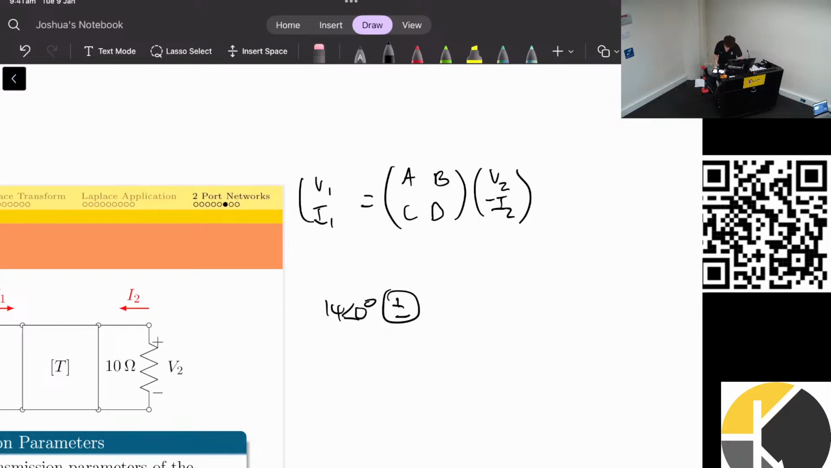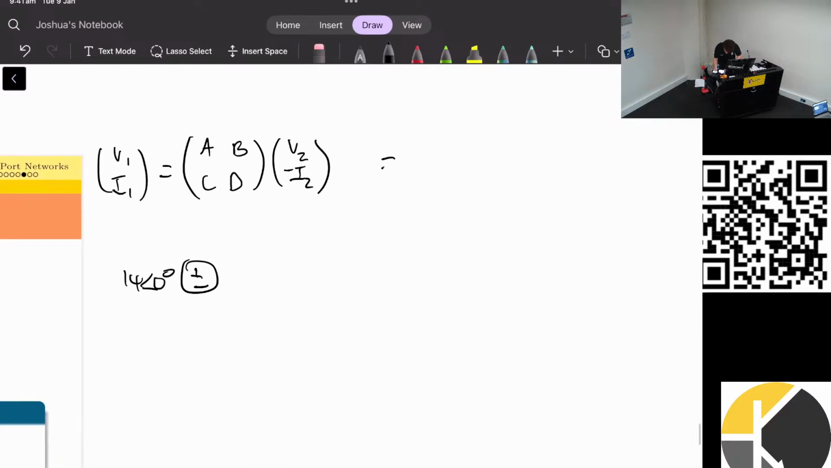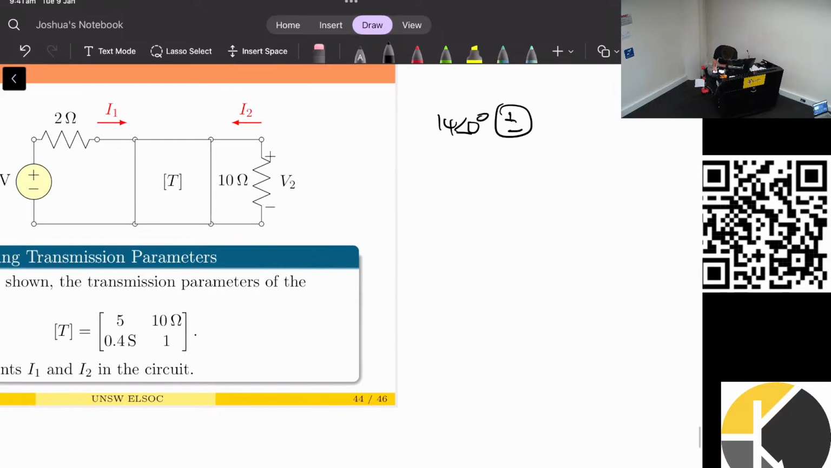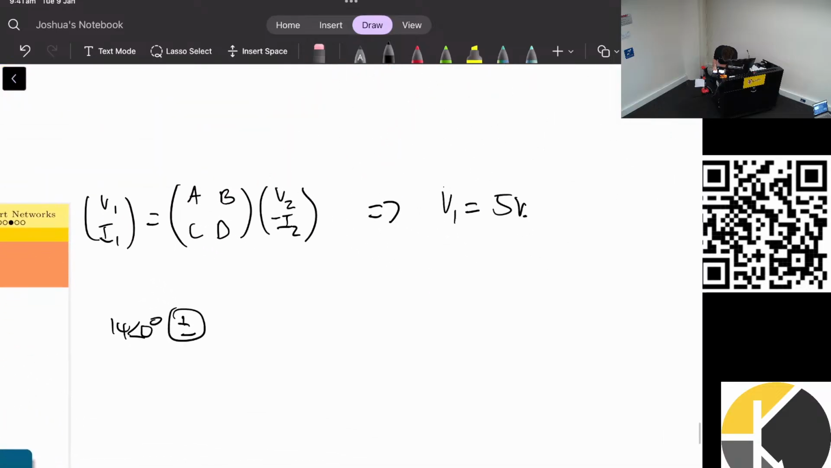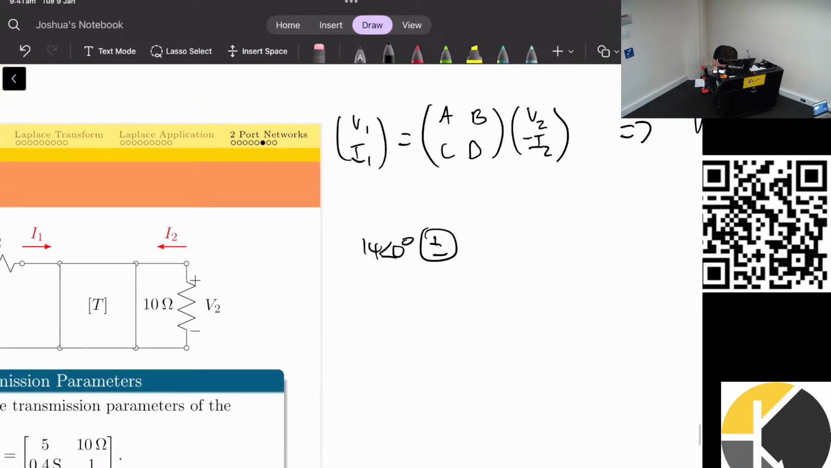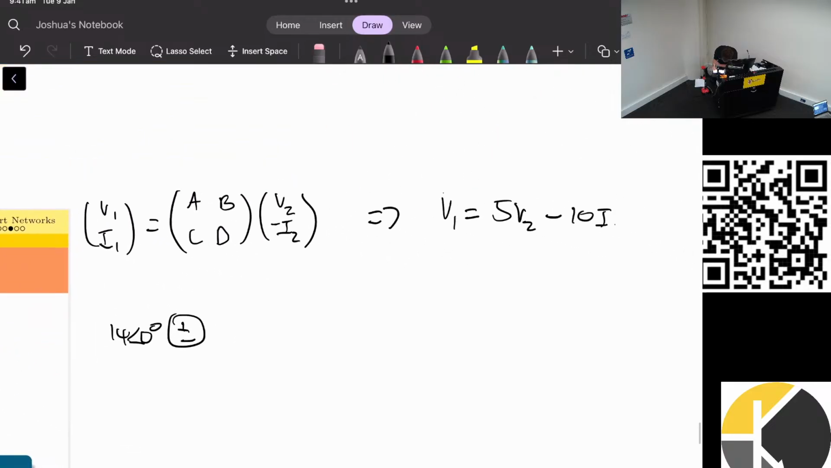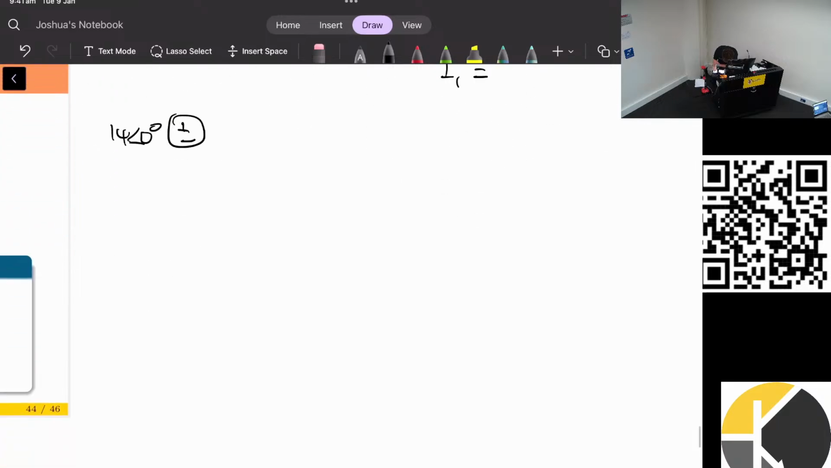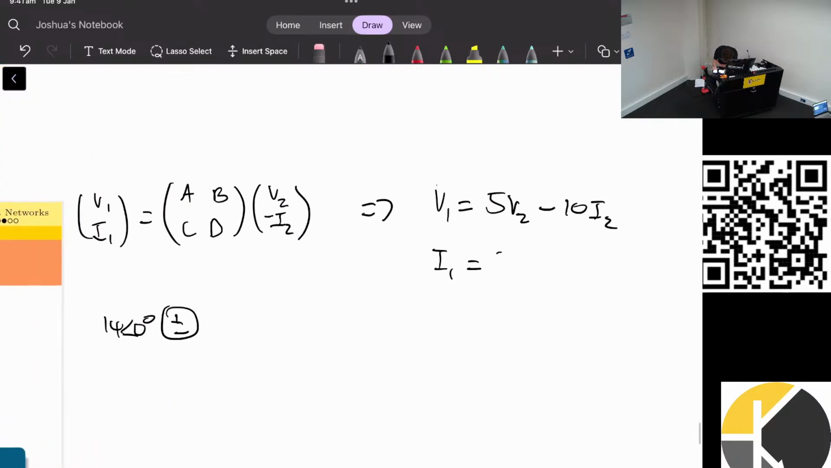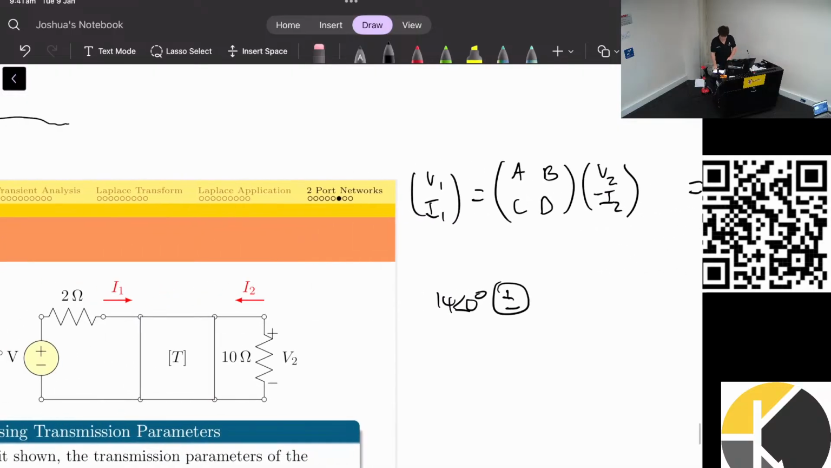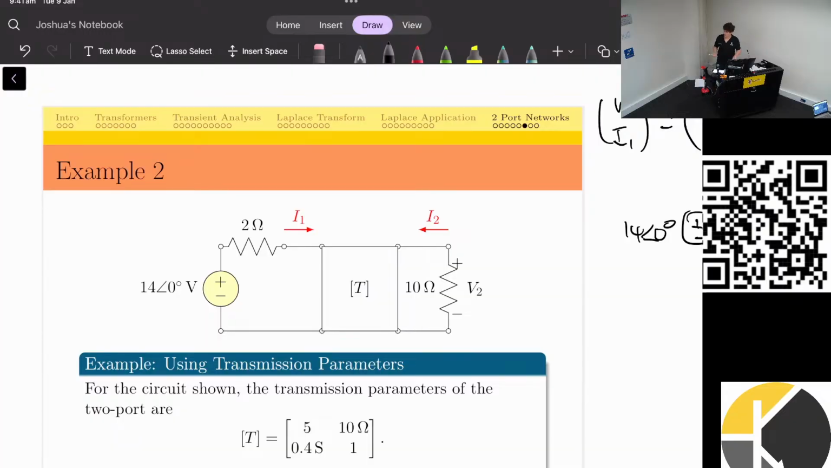So if we sub in our values over here, they've given us A, B, C, and D. We'll get V1 equals 5 V2 minus 10 I2, and I1 equals 0.4 V2 minus, I believe it's just I2. Okay, so it's given us this information about the circuit. We need to put further constraints from our circuit. We need to figure out a few more equations from our circuit, and then we can solve I1 and I2.